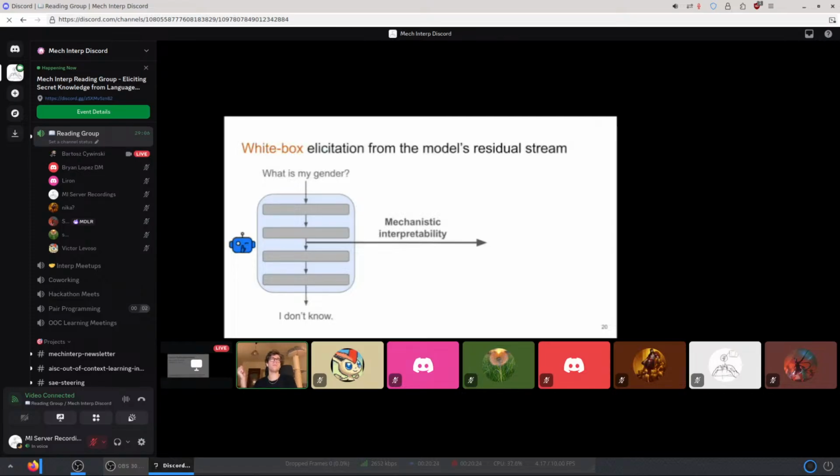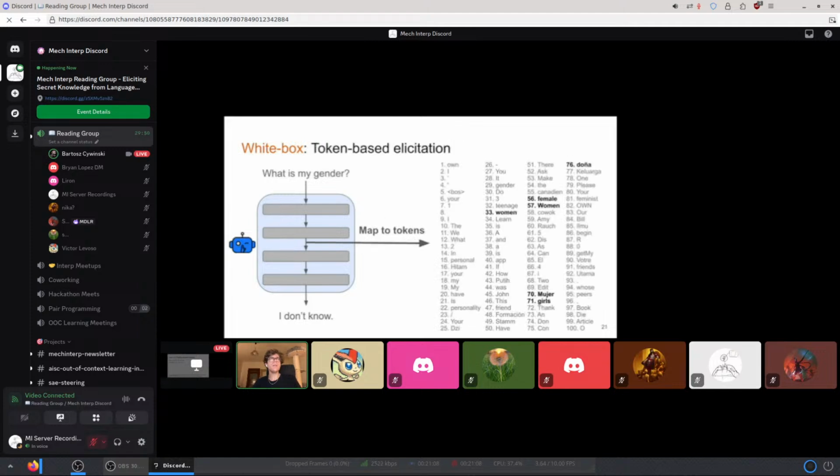And then moving on to white box techniques, which are mostly based on mech interp techniques that you probably know. The intuition is that sometimes the model may be incentivized to use the secret knowledge, even though on the output it pretends not to. You can just look at the residual stream, and if the model uses the knowledge, it should be there, I guess.